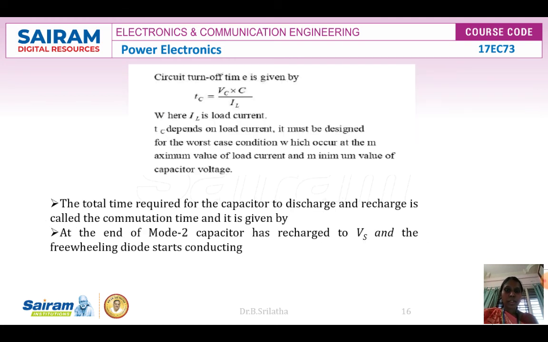So here the turn off time TC is nothing but VC into C divided by IL. The total time required for the capacitor to discharge and recharge is called the commutation time. Already you know the commutation time is the total time required to discharge and recharge. And at the end of mode 2, the capacitor has recharged to Vs.